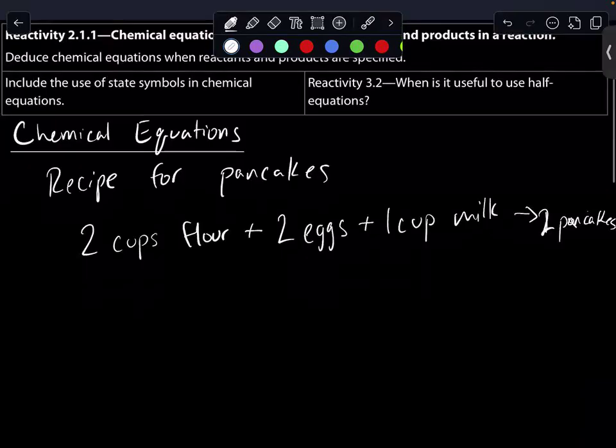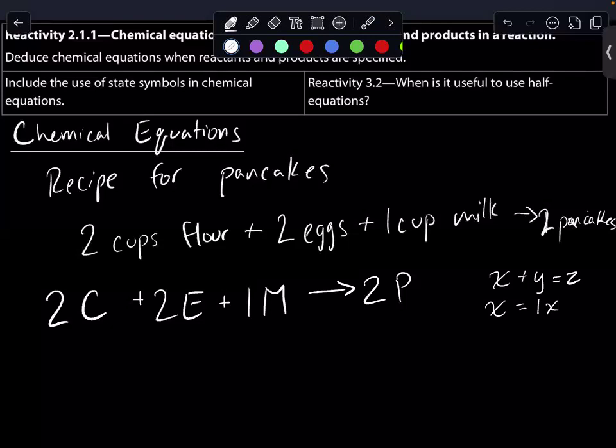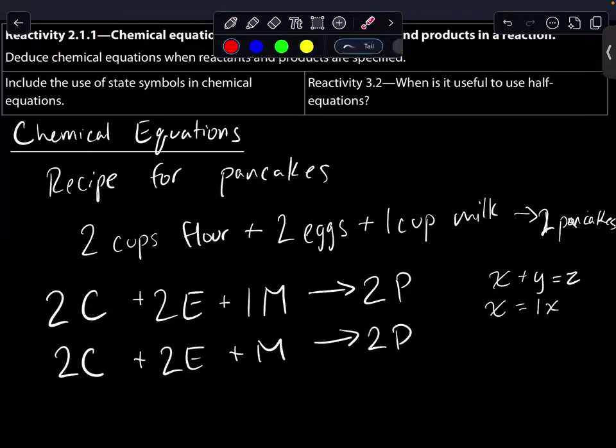Now, let's say we're a little lazy and we want to abbreviate these. So we'll say 2C plus 2E plus 1M makes 2P. Now, I want to abbreviate even further because I know math, and when I'm talking about variables like x plus y equals z, I know that x is the same thing as 1x, and I'm a scientist, so I'm lazy. So I'm going to abbreviate further and say 2C plus 2E plus M makes 2P. You'll notice the only difference here is I got rid of the 1 because we don't need to put a 1 in front of something if there's only one of it anyways.